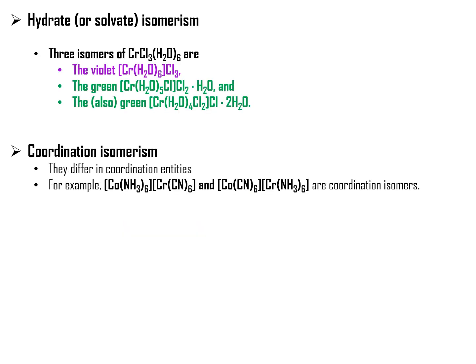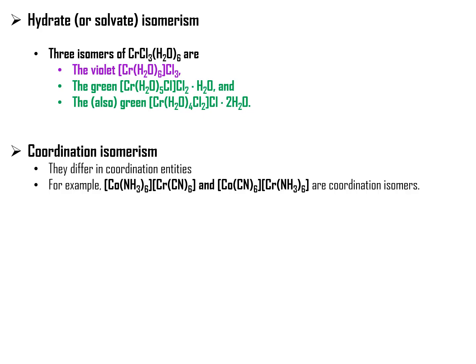In hydrate isomerism, water molecules may be inside the coordination sphere or outside as water of crystallization. Chromium chloride hydrate gives violet and green isomers depending on the number of coordinated chloride and water molecules. Now, what is coordination isomerism?